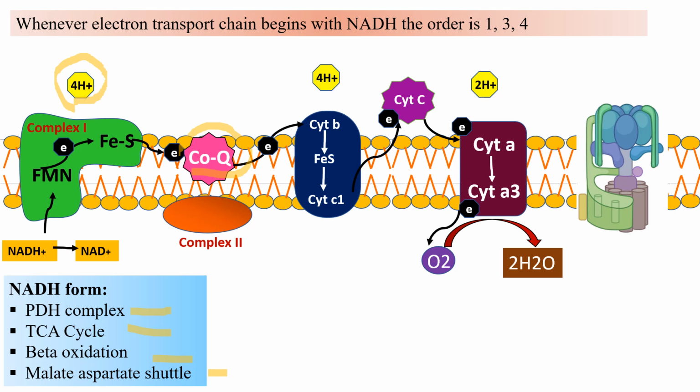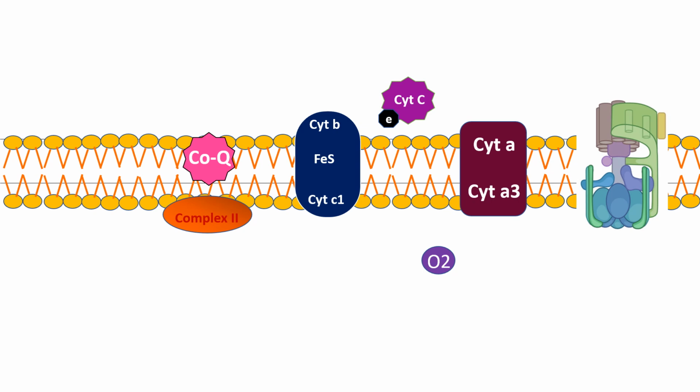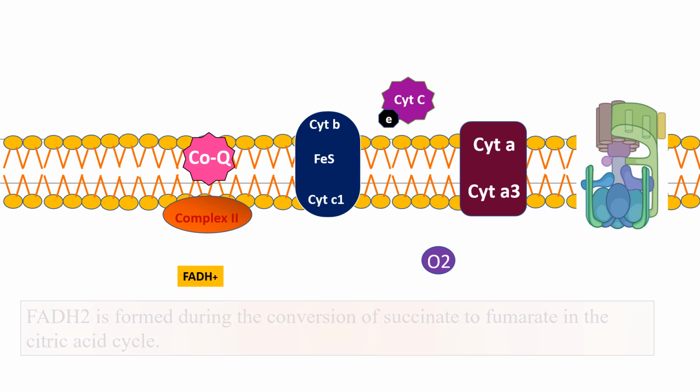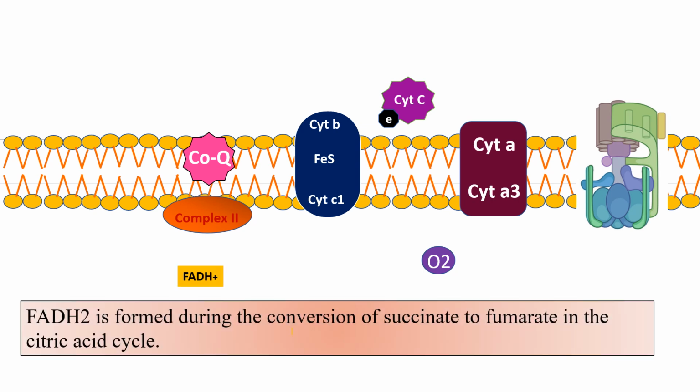Now we discuss the FADH electron transport chain. FADH2 is formed during the conversion of succinate to fumarate in the citric acid cycle, and complex 2 accepts the electrons from FADH2 and then transfers the electrons to coenzyme Q. And at this stage there is no transfer of protons into the intermembrane space.